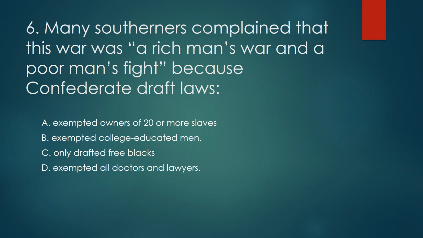Number 6. Many Southerners complained that the war was a rich man's war and a poor man's fight because Confederate draft laws A. Exempted owners of 20 or more slaves. B. Exempted college-educated men. C. Only drafted free blacks. Or D. Exempted all doctors and lawyers.